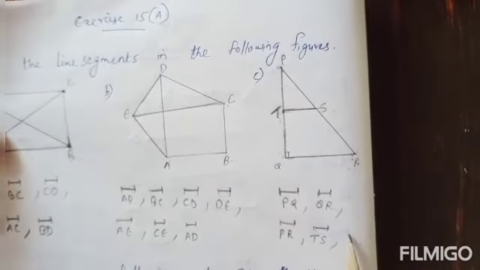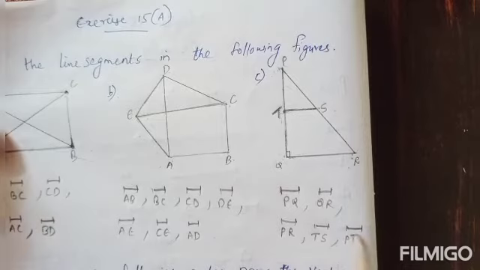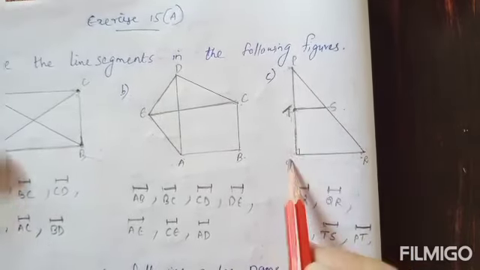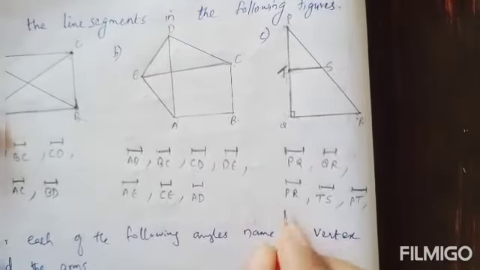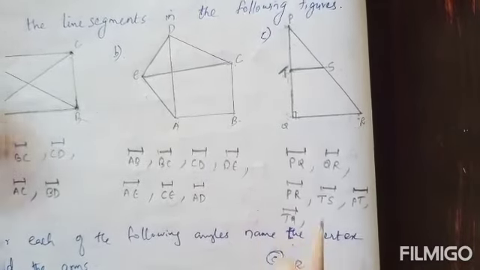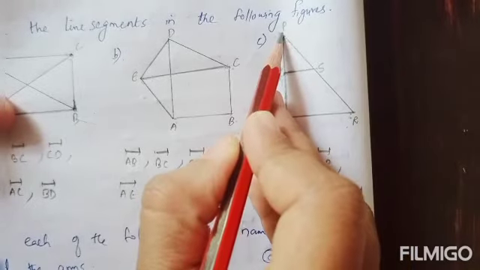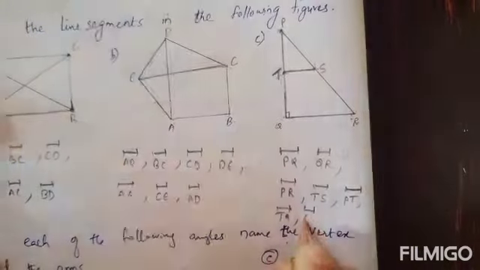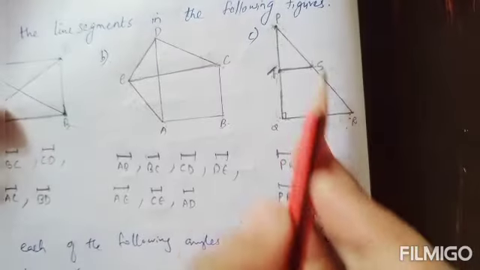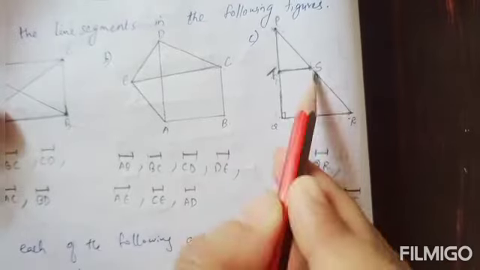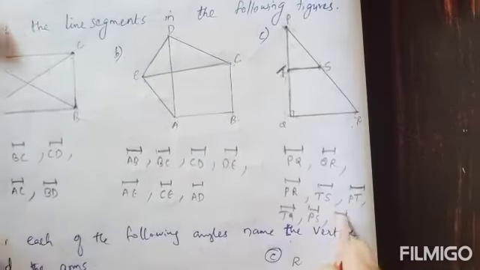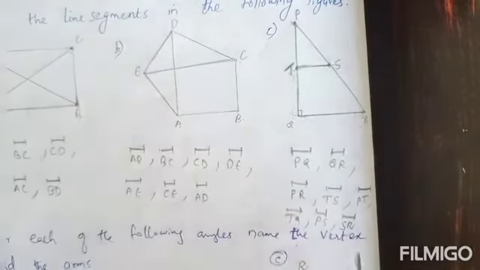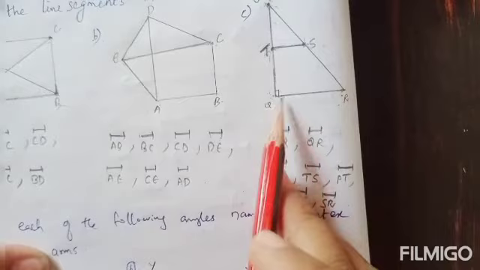So line segment PT. Similarly 2 points T and Q joined by straight line. So that is line segment TQ. Then here 2 points P and S joined by straight line. So line segment PS. Now here 2 points S and R joined by straight line. It is line segment SR. So these many line segments are in this diagram.